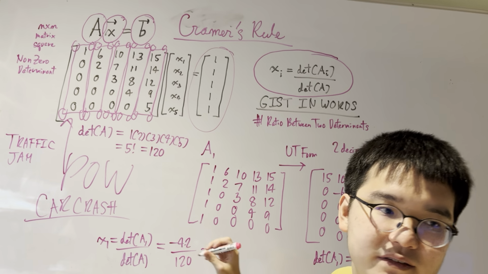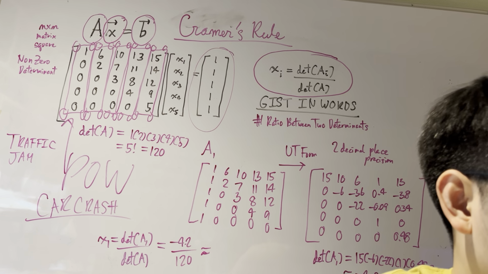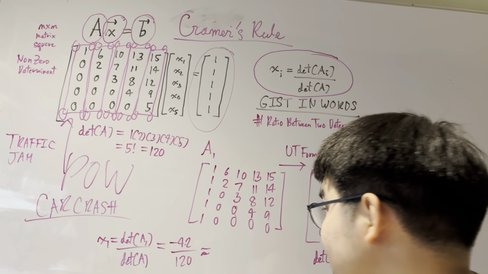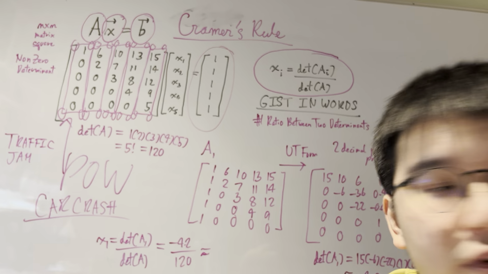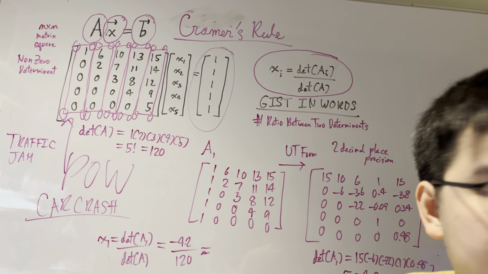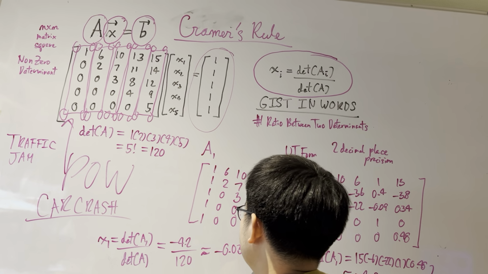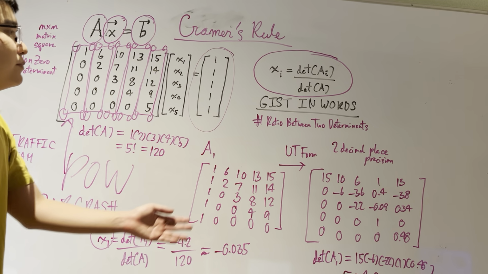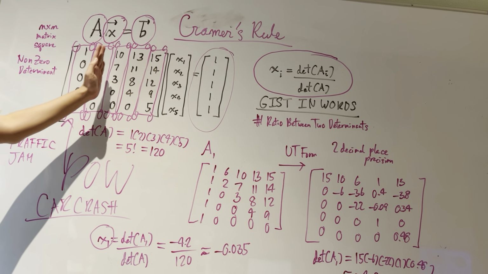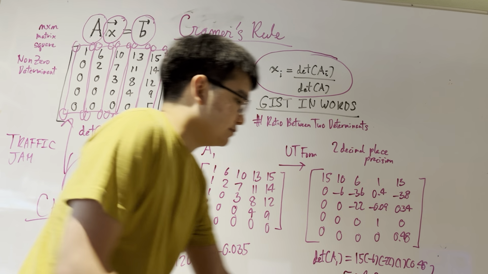And I might keep the numbers the same, I might not, who cares? So negative 4.2 over 120, that's negative 0.035, so that is x1 here. And we proceed to do the same steps with all the other remaining 4 columns of this 5x5 matrix here.